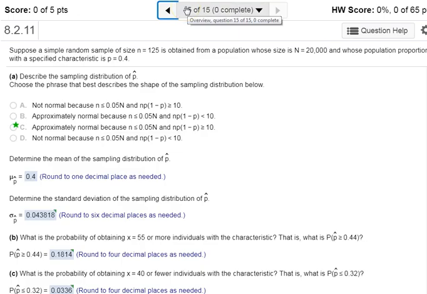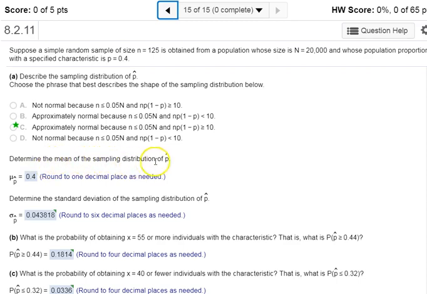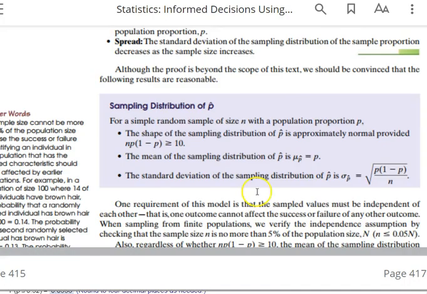For number 15, you want to start off by verifying that we can use the normal distribution for our sampling distribution. So do N times P times 1 minus P. Make sure that's greater than or equal to 10. And also that your sample size is not bigger than 5% of the population. The mean for your sampling distribution of the proportion is the same as the population proportion. And then you need to use this formula here to get the standard deviation of your sampling distribution.